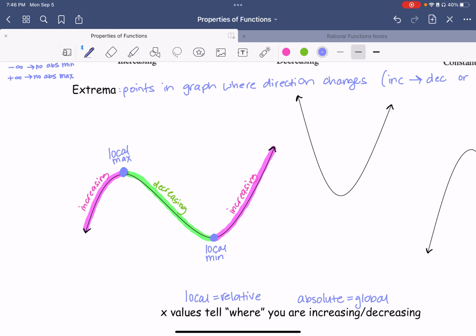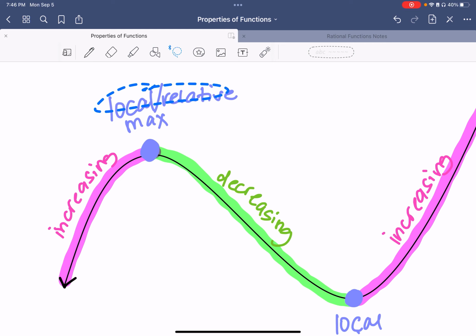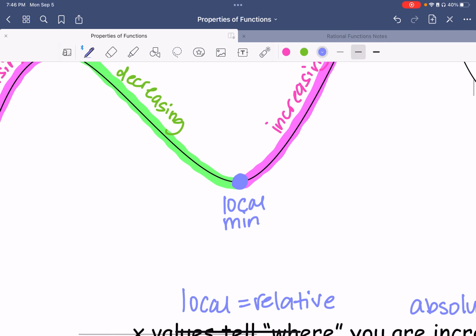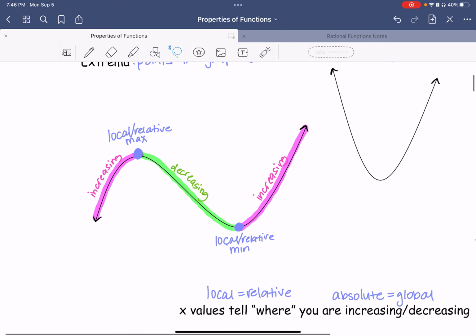Okay, and then don't forget that another word for local is relative. So I could say local slash relative maximum. And the same for down here, I could say local slash relative minimum because they mean the same thing. So if I were to ask you where's the relative minimum, you need to know that that's the same thing as local.